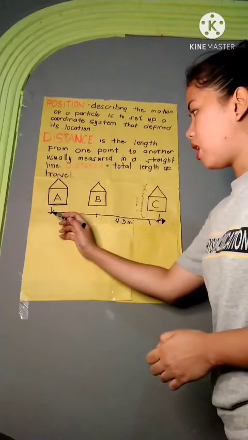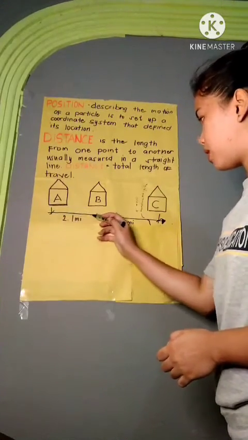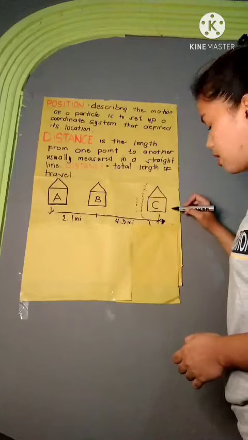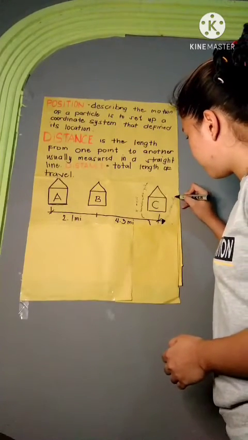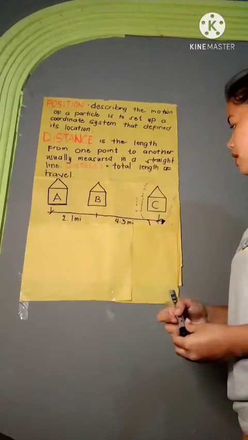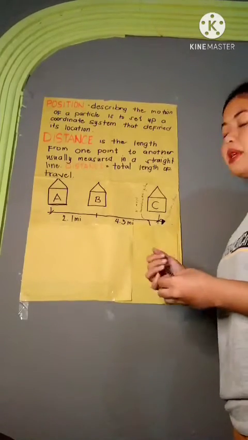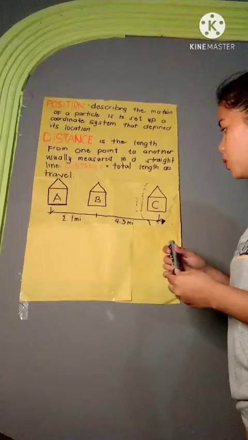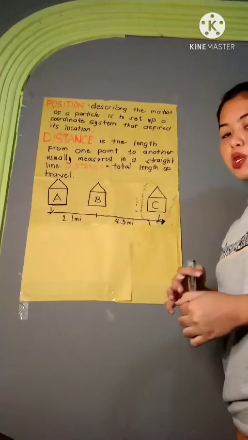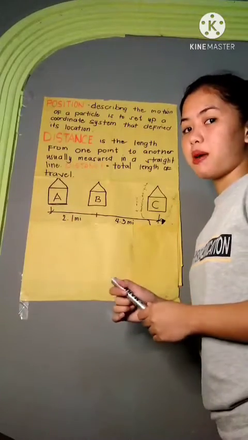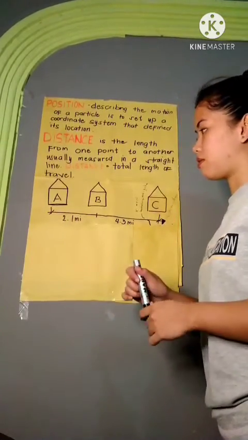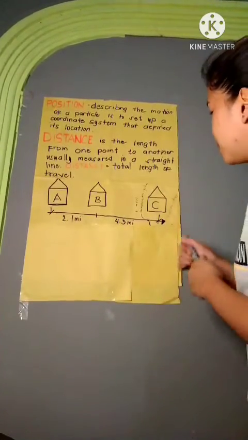Kung nakikita nyo, ang arrow ay papunta sa right side. Ibig sabihin po nito ay positive. Malalaman naman po natin kung negative, kung yung initial position po ay mas mataas sa final position.